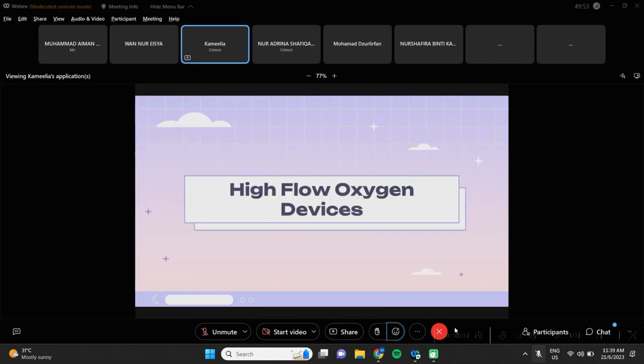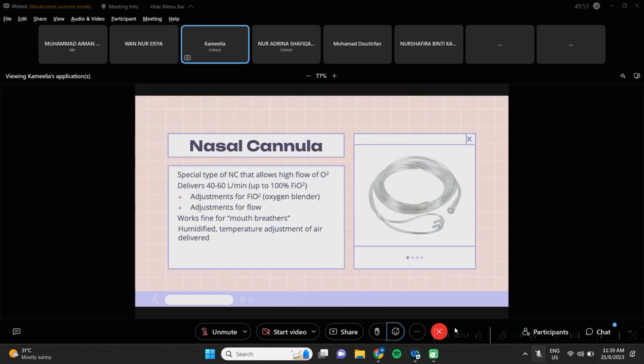Next group is high flow device. First is the high flow nasal cannula. This is a special type of nasal cannula that allows for a very high flow of oxygen delivery. They can deliver up to 40 to 60 liters per minute of flow and up to 100% FiO2. There are adjustments for both the FiO2 being delivered via an oxygen blender, as well as adjustments for the flow rates that are being delivered.